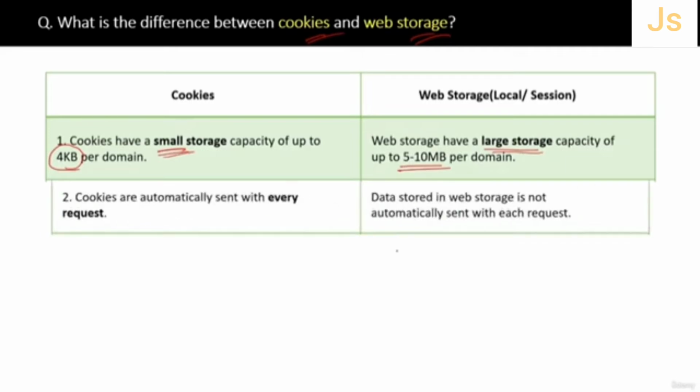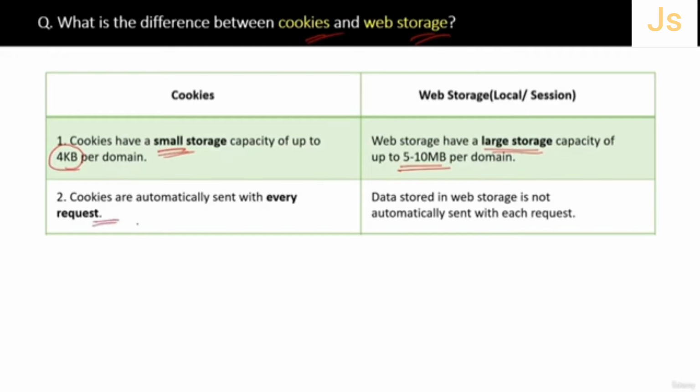The second difference is cookies are automatically sent with every request. So whenever you send any request to the server, cookies will automatically be sent without any extra line of code. Whereas data stored in web storage is not automatically sent with each request. Maybe you have to write some code for it.